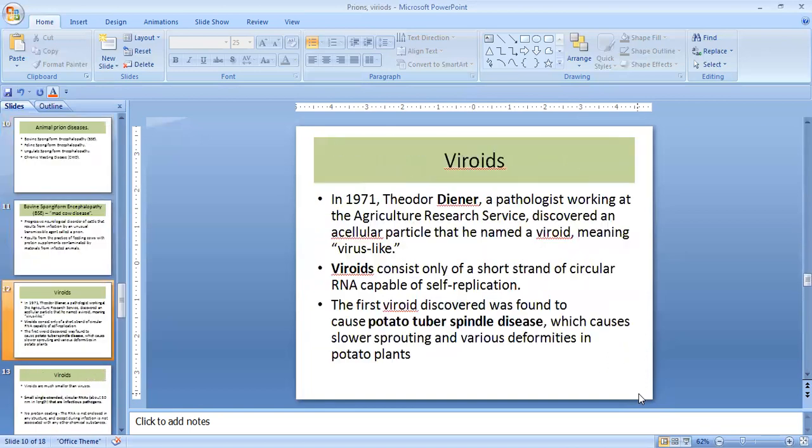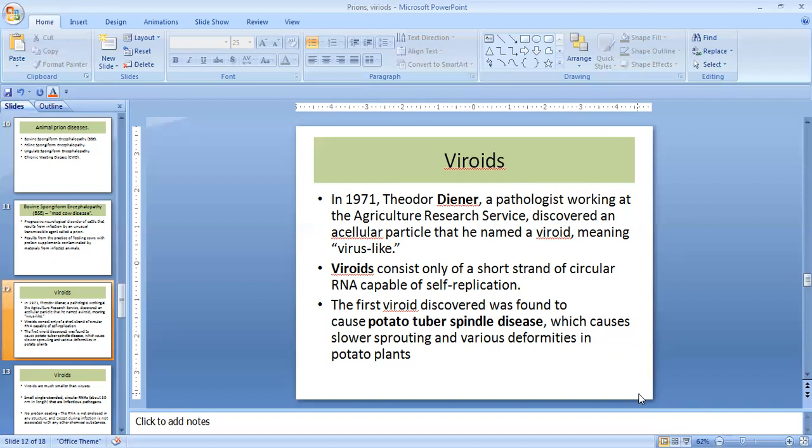Then next are viroids. The next subviral particle we are going to study is viroids. Viroids were first discovered by Theodor Diener in 1971. He is a pathologist working at the Agriculture Research Service. He discovered an acellular particle and named it viroid. The word meaning of viroid is virus-like, and it was discovered by Theodor Diener.